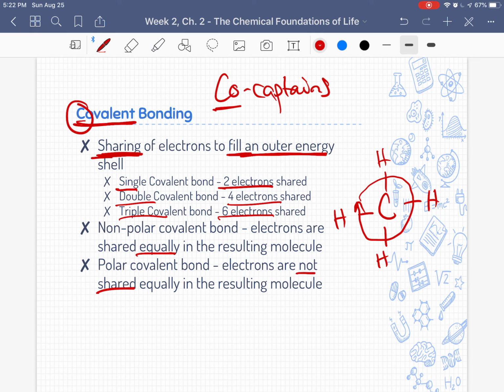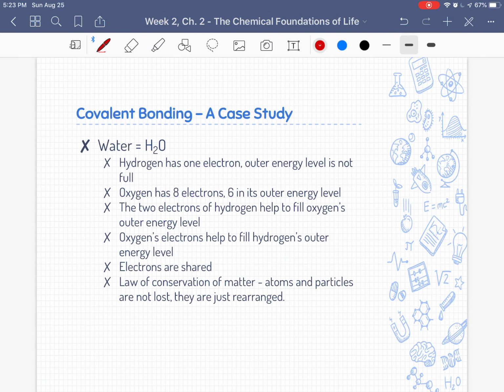Polar covalent bonds, electrons are not shared equally. So they're not sharing as well as this molecule is. Our most common example for this is going to be water, where the electrons are being pulled towards that oxygen atom. So that makes the oxygen more negative and the hydrogens more positive.